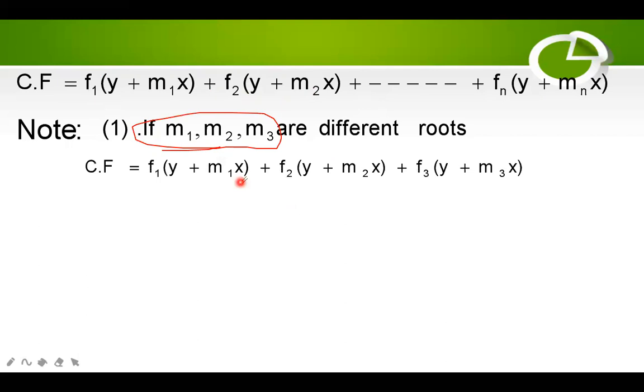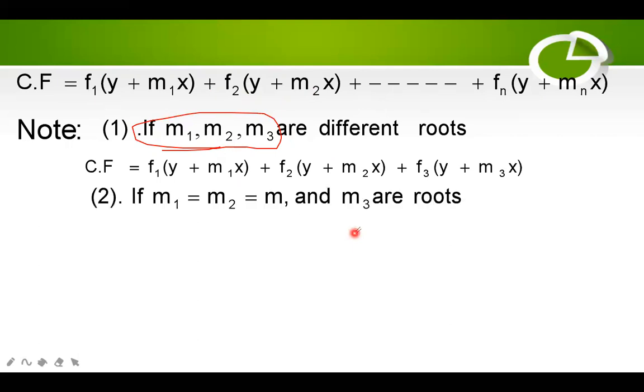Suppose the first two are equal and the third one is a different root, so m1 = m2 = some m, and m3 is the different root. You can write f1(y + mx) + x into f2(y + mx) + f3, for the different root, f3(y + m3x).